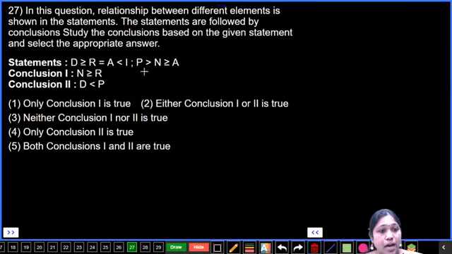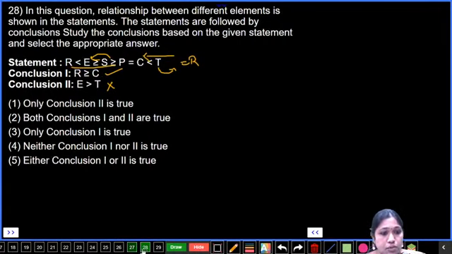When coming to N and R, so N to A and then A to R. That means A is equal to R can be considered simply. So N is greater than or equal to R is true. The first one is true. When comparing from D to P, D to A and A to P, this is false. So the second one is false. The first alone satisfies. Only one is true. Option number 1. And the next question is relation between R and C.